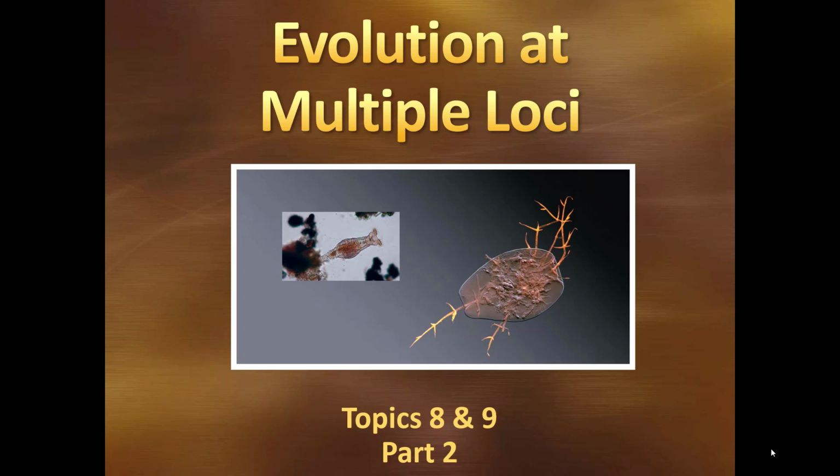We will move on to part 2 from chapters 8 and 9. Remember, in part 1 we looked at evolution that works at more than one locus for a trait. So if you have particular traits that are multi-loci, how is selection, drift, etc. going to work on those kinds of traits?